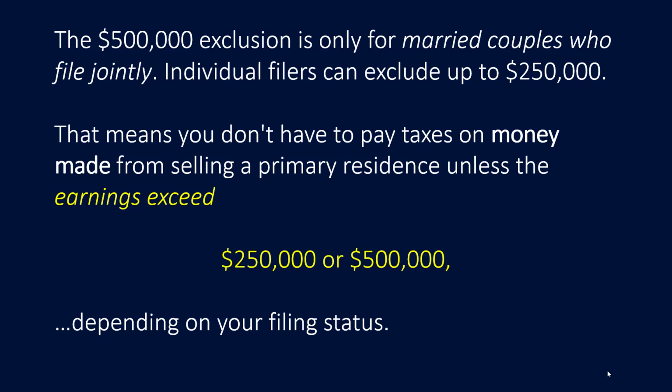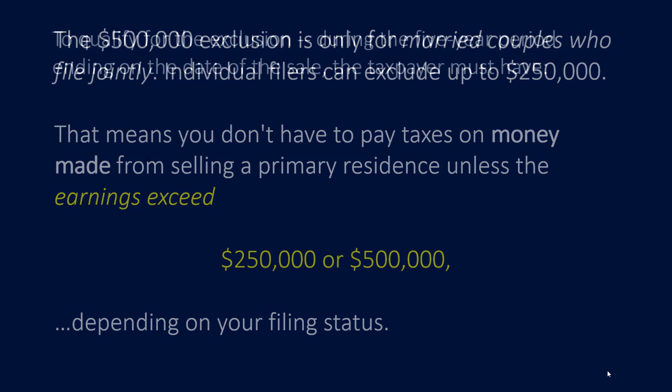The $500,000 exclusion is only for married couples who file a joint return. Individual filers can exclude up to $250,000. That means you don't have to pay taxes on money made from selling a primary residence unless the earnings exceed $250,000 or $500,000, depending on your filing status.